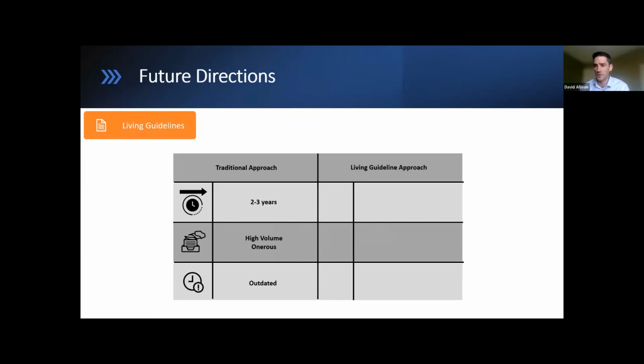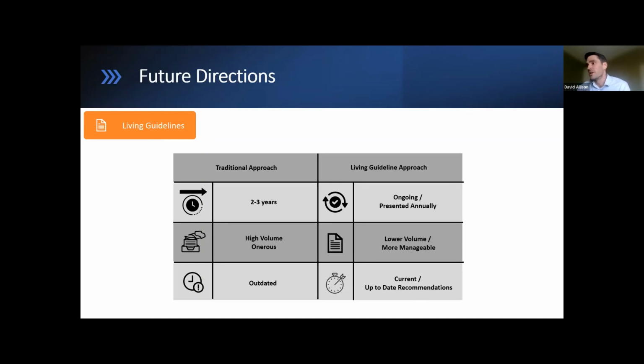and it can be a pretty onerous process to go through the entire systematic literature review process, screening all of the papers, appraising the new evidence, and then having the expert panel take a look and come up with new recommendations. And perhaps the biggest issue with this is that oftentimes your recommendations from your guidelines are 2 or 3 years old and outdated.